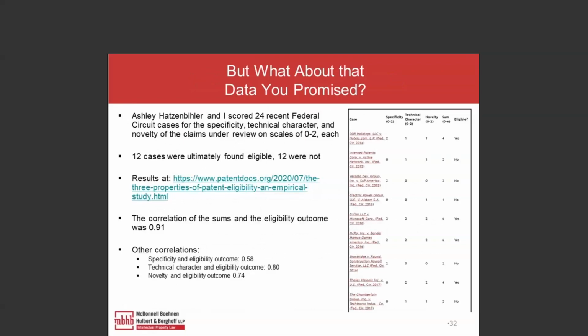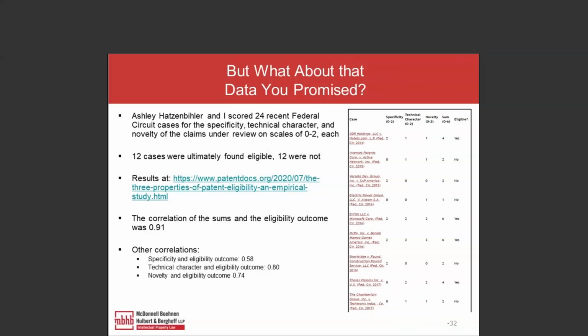So we're going to go back to the 3 factors and finish off on this note. Last summer, one of our summer associates, Ashley Atzenbiller, and I scored 24 Federal Circuit cases for specificity, technical character, and novelty. And we scored these cases each on scales of 0 to 2 for each of these factors.